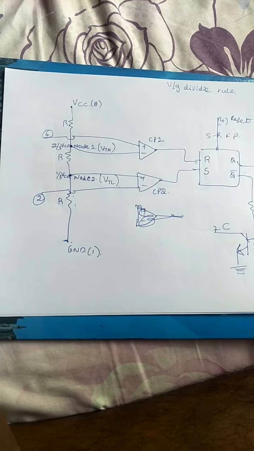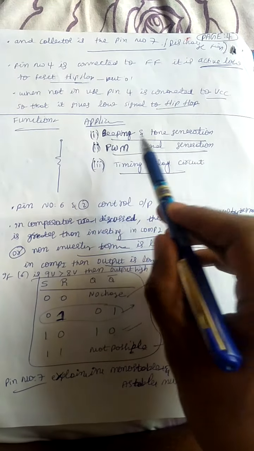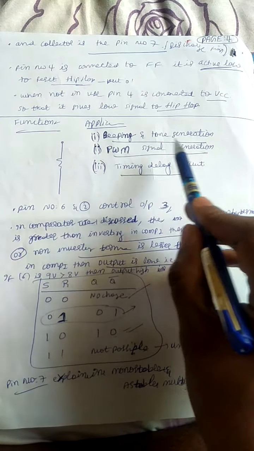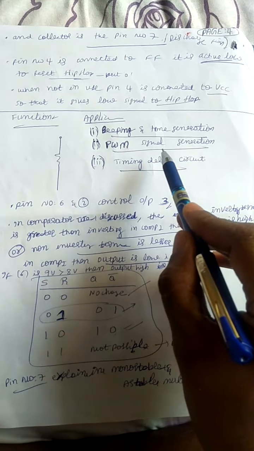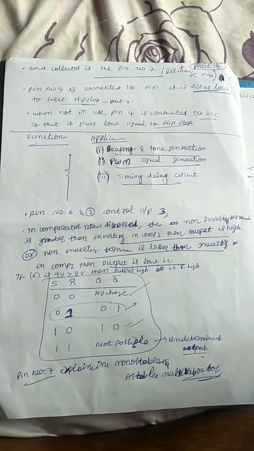Here you have some of the applications of the 555 timer: beeping and tone generation, pulse width modulation, signal generation, and timing delay circuits. We use 555 timers for these.